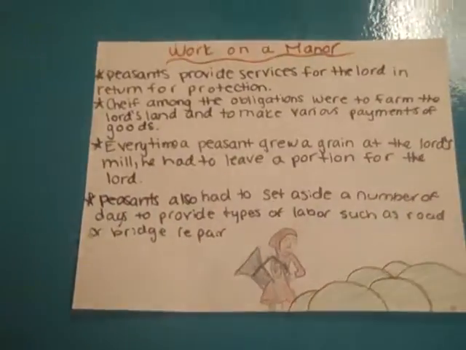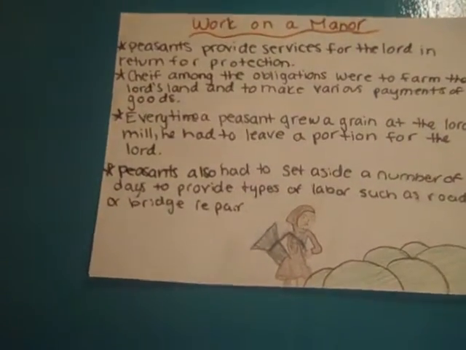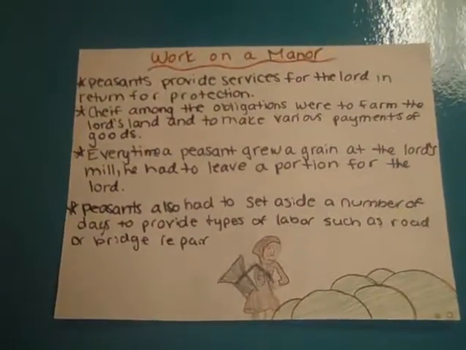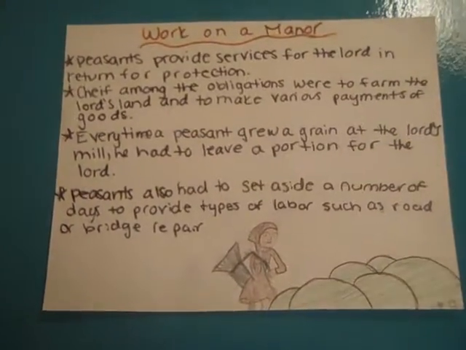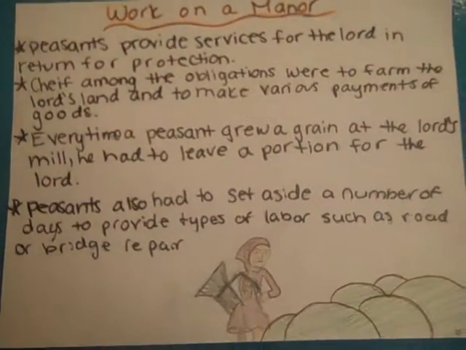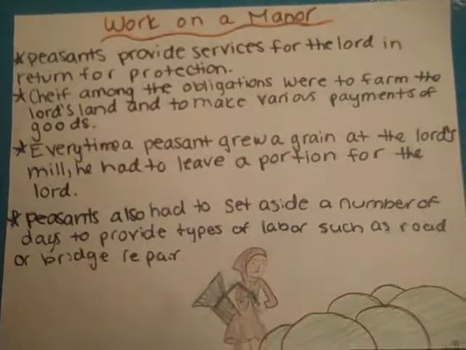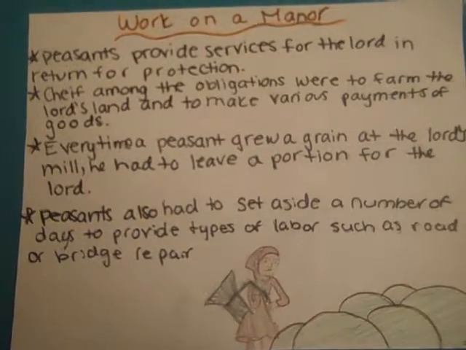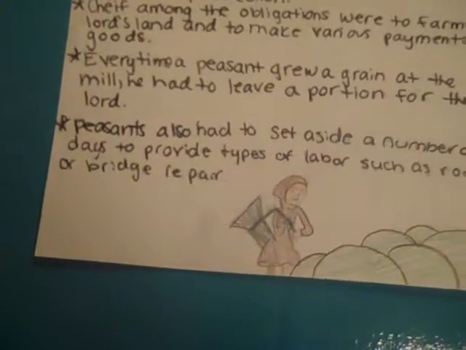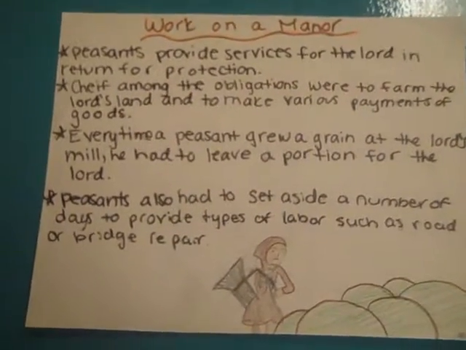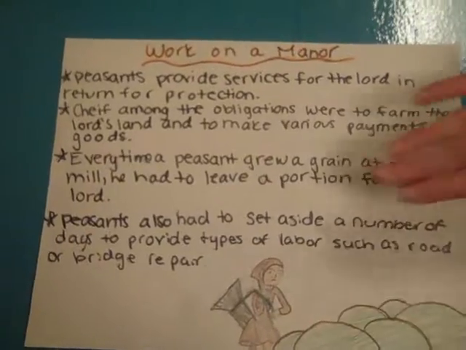Work on a manor. Peasants provide services for the lord in return for protection. Chief among the obligations were to farm the lord's land and make various payments of goods. Every time a peasant ground grain at the lord's mill, he had to leave a portion for the lord. Peasants also had to set aside a number of days to provide types of labor such as road or bridge repair.